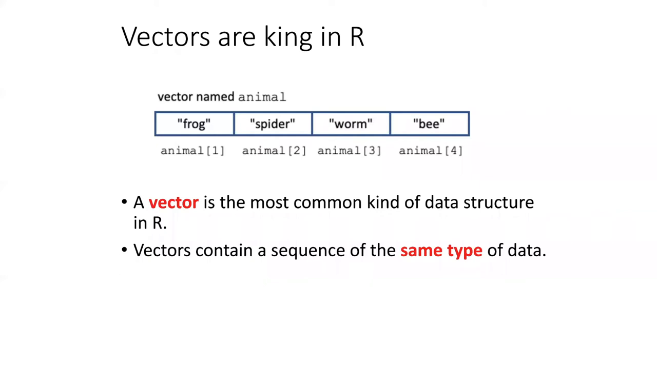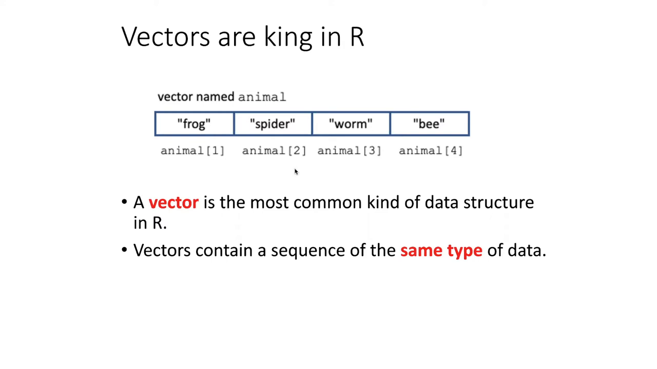The critical feature of vectors is that they can only contain a single kind of data. So every slot that we put into a vector has to be the same kind of thing. In this example here, we have character strings in the slots. And we can refer to the slots within the vector by index numbers that we put into square brackets. So we put the name of the vector, square brackets, and then a number, and that's how we refer to which item in the sequence of items is found in the vector.